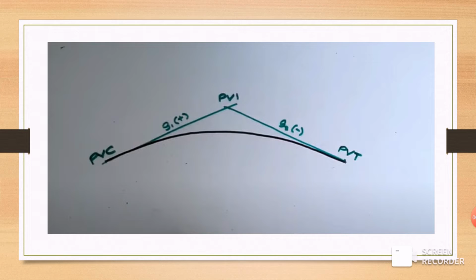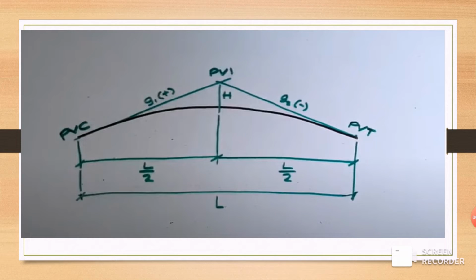Moving on, here is a much more detailed picture. So we can see that side A is equal to L over 2 and side B is equal to L over 2, and G1 is upwards, G2 is of course downwards, and the distance between the point of the curve to the point of vertical intersection or PVI is denoted as the height. So now we will be deriving some formulas of symmetrical curves.